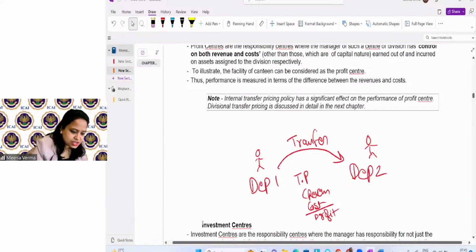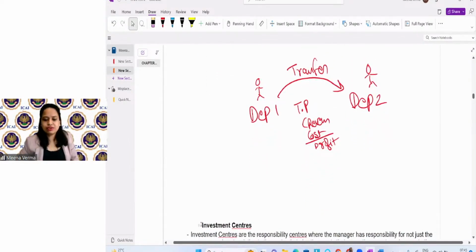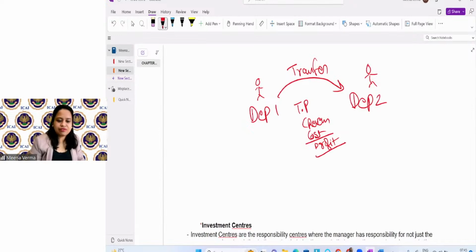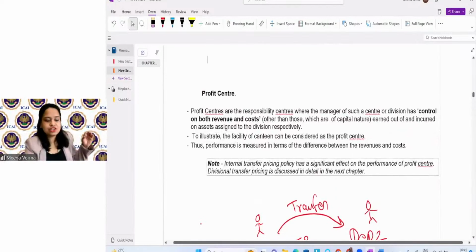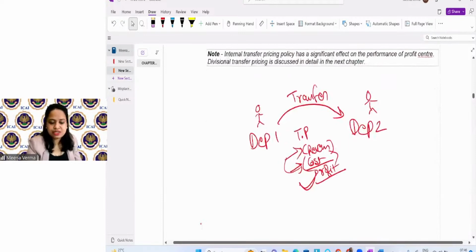So where the manager transfers the goods from one department to another department, this will result in revenue for them, and whatever the cost they have incurred, they will consider that, right? It will give them profit. So you can see here the manager is responsible for or controls everything, revenue and cost, both. This manager is controlling both, and hence he is responsible for profit also. So anywhere in the organization where the manager is responsible for both generating the revenue and for the cost, that will be considered as profit center.